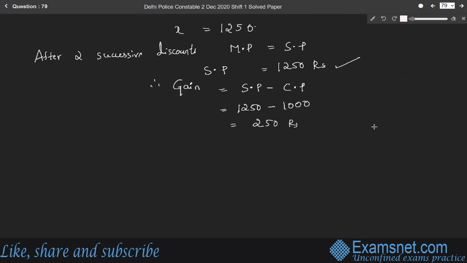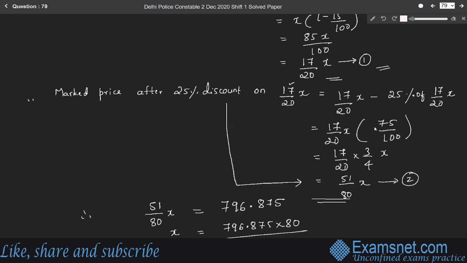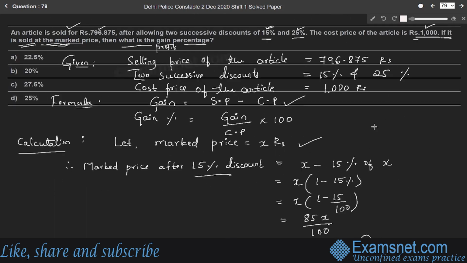So now we have to find the gain percentage. So what is gain percentage? Gain percentage is equal to gain, which is 250 by cost price is 1000 into 100, which is equal to, yeah, 25%. Therefore, the percentage gain if sold at market price is 25%.